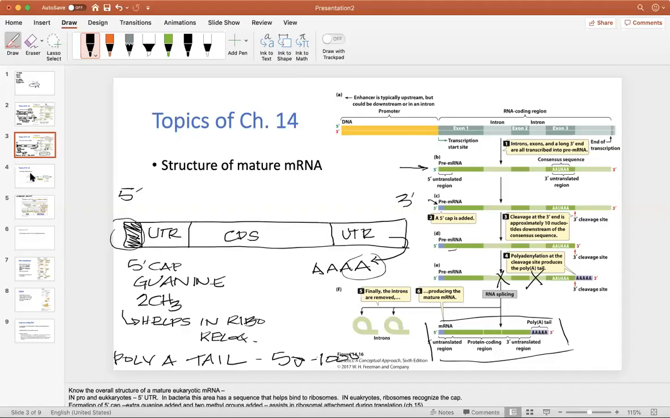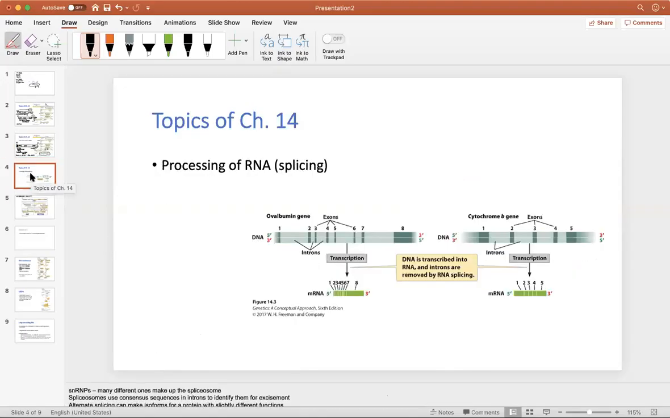In thinking about this process of splicing, one of the things that I wanted to point out is that, remember, we were talking about different classes of RNAs, and we had small nuclear RNAs, and they combined with proteins to make something called SNRPs, small nuclear ribonuclear proteins. There are multiple different SNRPs, I think like 50 of them, and they work together to form what is called the spliceosome.